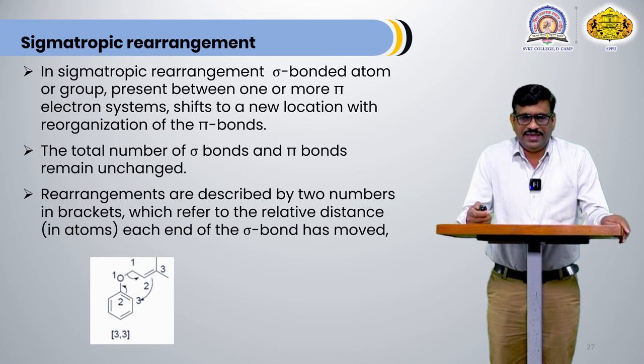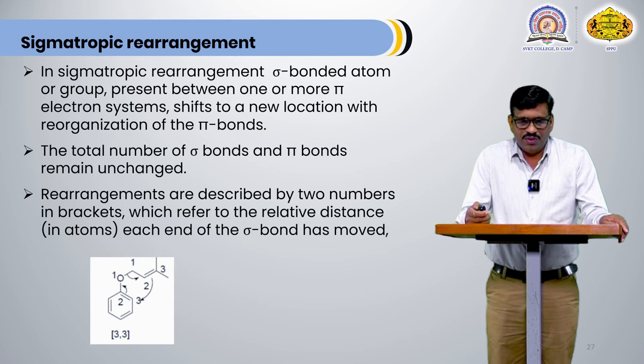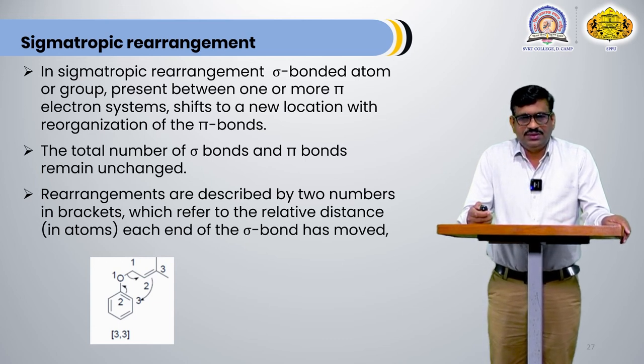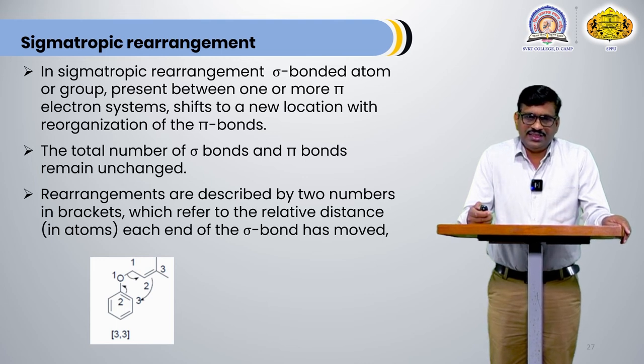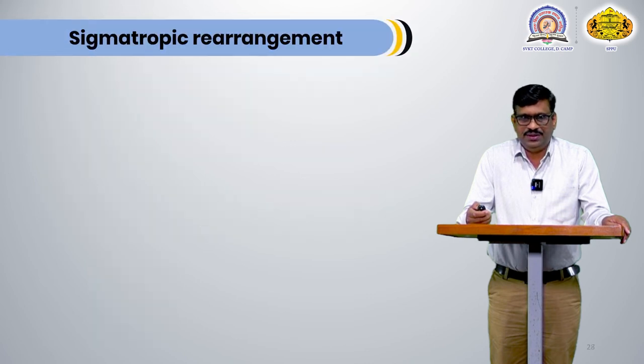In this case, that numbering is shown, that oxygen is number 1, then number 2 is a benzene carbon, then number 3 is another benzene carbon. On the other side, the atom next to oxygen is denoted as 1, the next carbon is denoted as 2, and another carbon is denoted as 3. There is interaction between 3-3, that's why it is called 3,3 sigmatropic rearrangement.